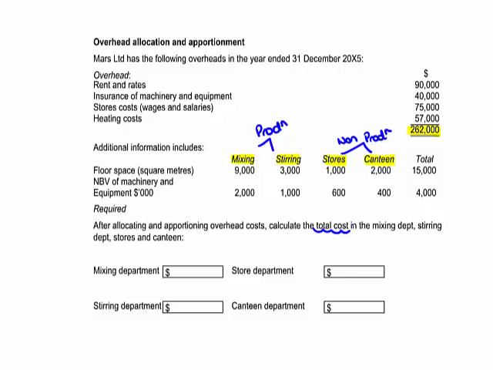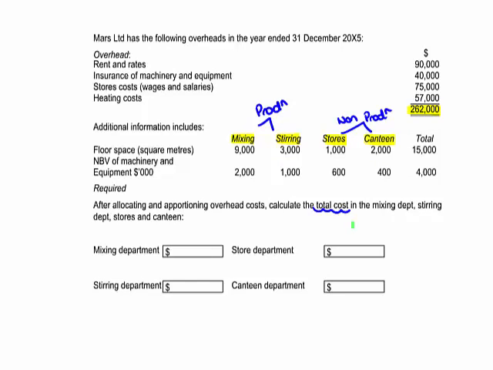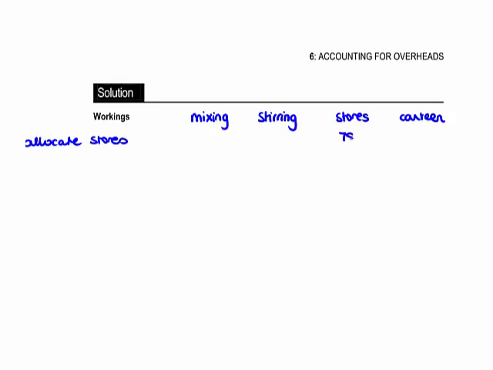But the method would be exactly the same. So the easiest way to do this then is to set up a table with the headings of the 4 departments across the top. The first part of this then is to allocate any overheads which can go directly to one department. And you can see here then that we've got $75,000 of stores costs, so all of that is going to go into the stores department. So $75,000 will go into the stores department.